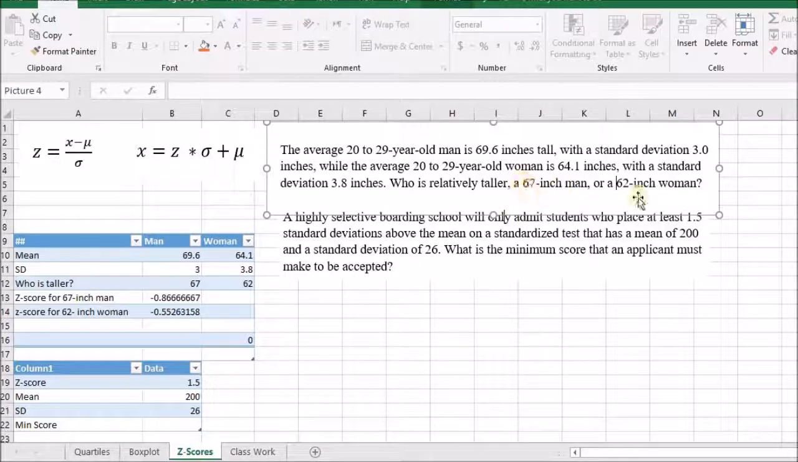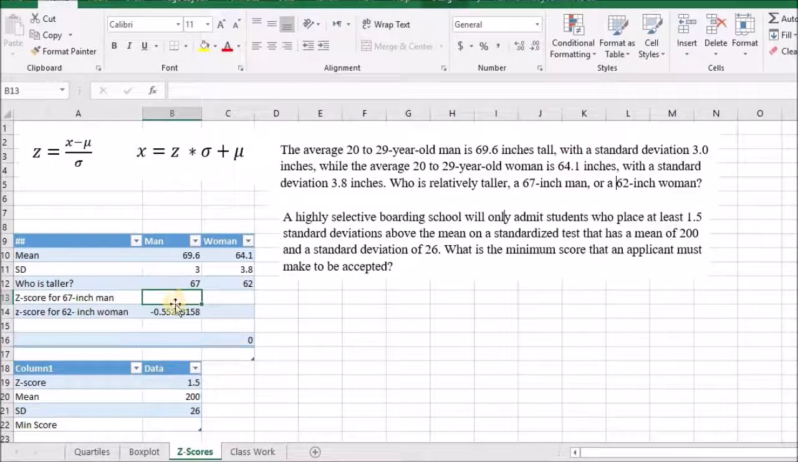So we can't compare the raw numbers that we have here since the average for men is different from the average of women. So what we do is try to convert those numbers into z-scores and then compare them because they are unitless. So what I did here in this table, I extracted the information from the question. The mean for the man was 69.6 and the mean for the woman was 64.1. The standard deviation for the men was 3 and for the women was 3.8. And I want to know who is taller, the 67-inch man or the 62-inch woman.